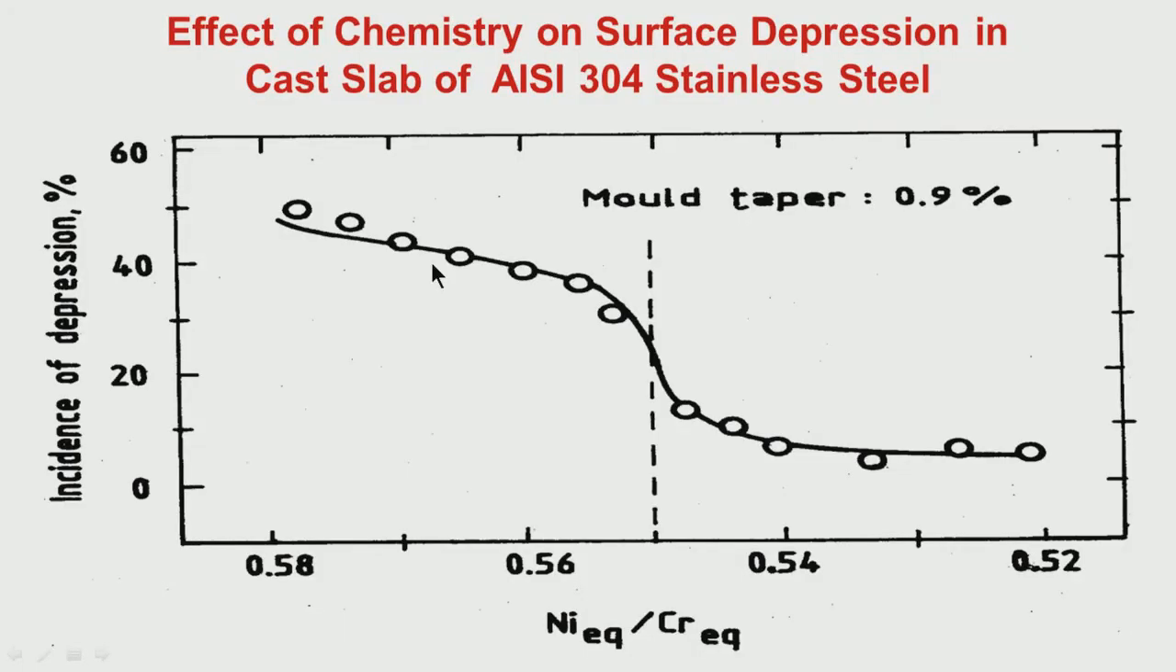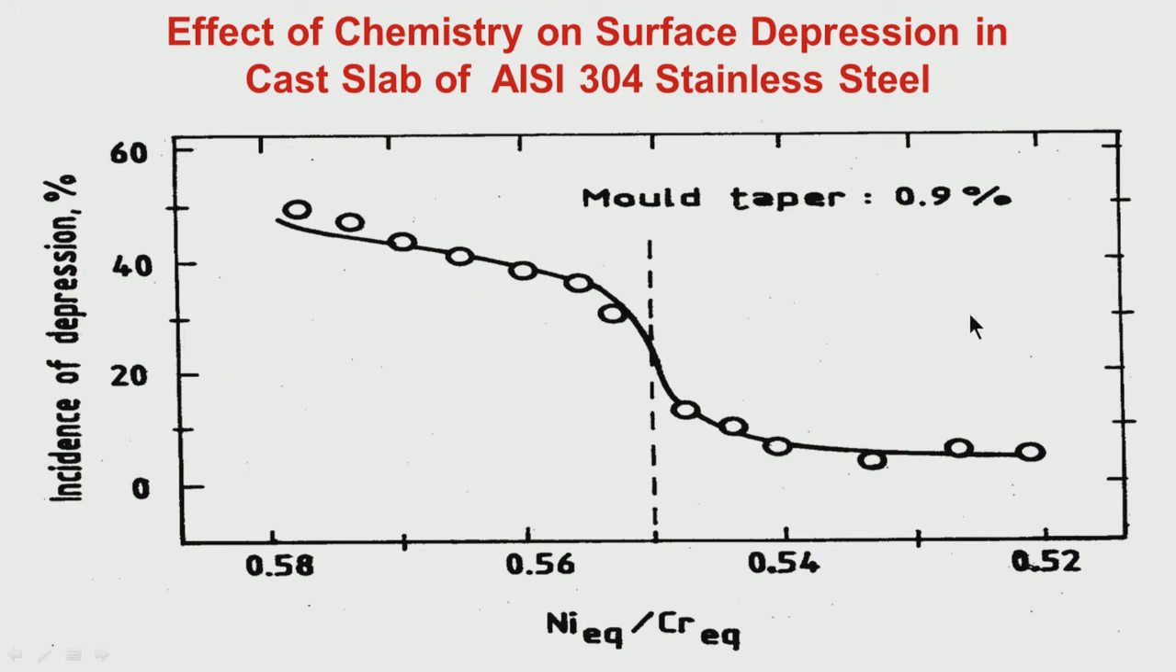With minor adjustment of chemistry, again, as I have mentioned, 304 is like 0.1% carbon, the so-called peritectic grade. Here what is happening? If you have nickel equivalent by chromium equivalent which is more than the peritectic chemistry of 0.55, you have some amount of depression, quite a large amount of depression rather. So you can bring down this depression, keeping all other parameters constant, by controlling this nickel equivalent by chromium equivalent to less than 0.55. So it is basically minor adjustment of chemistry. This is one important strategy.